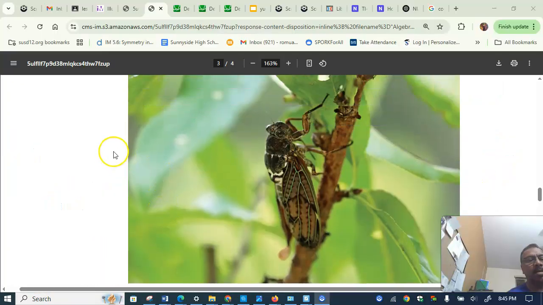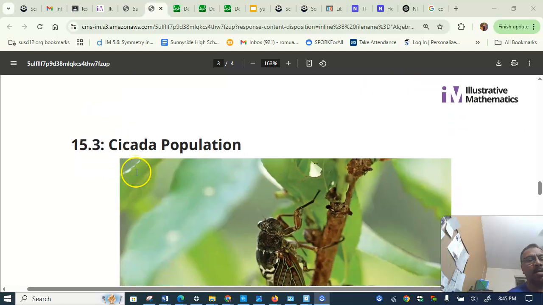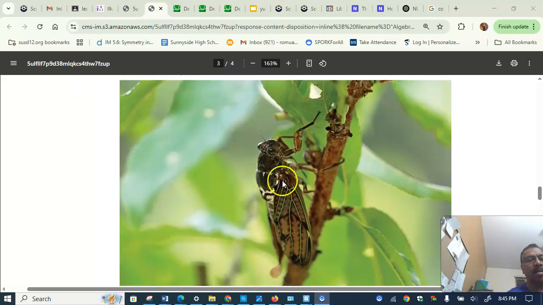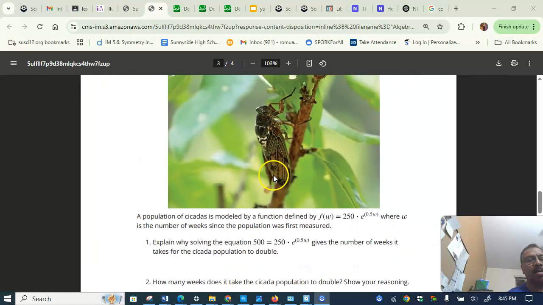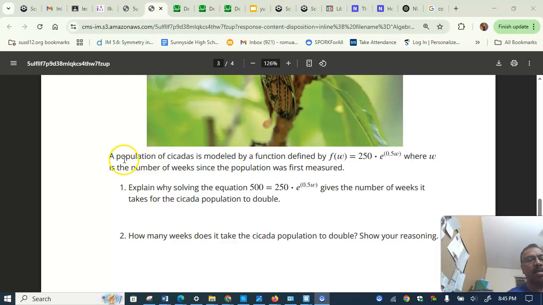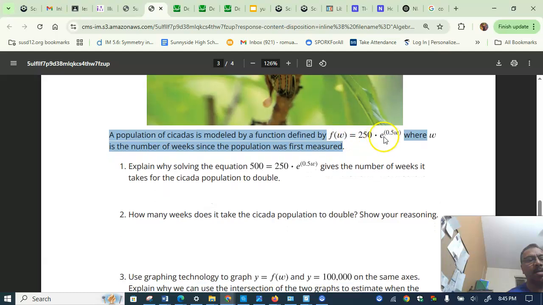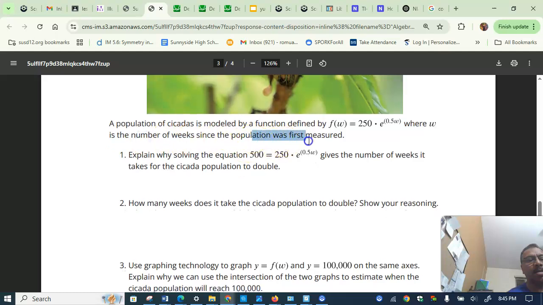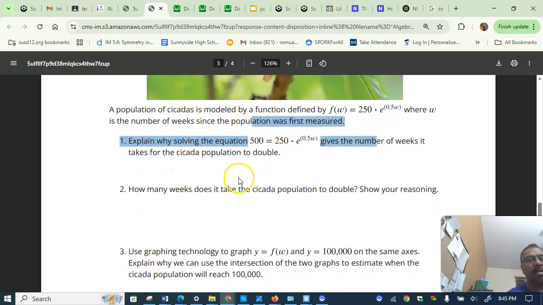And the third task is about 15.3 cicada population. You can see the cicada population. And the question is the population of cicada is modeled by a function defined by f(w) is 250. You can see this. And w, what does w stand for? The number of weeks since the population was measured. So the three questions here.